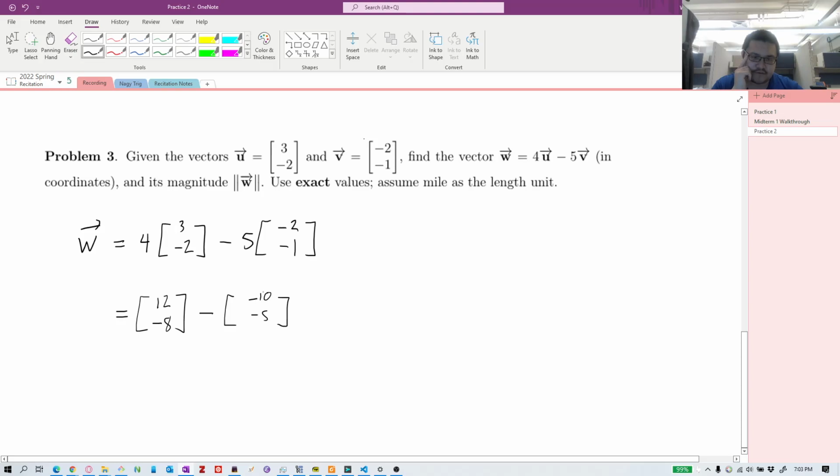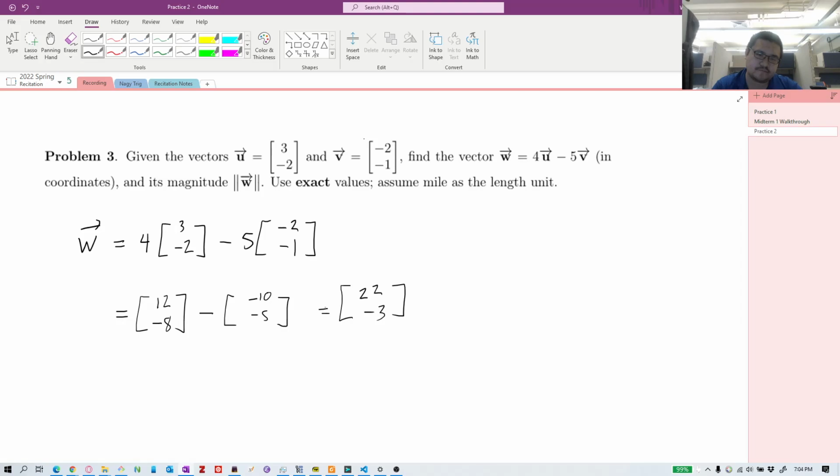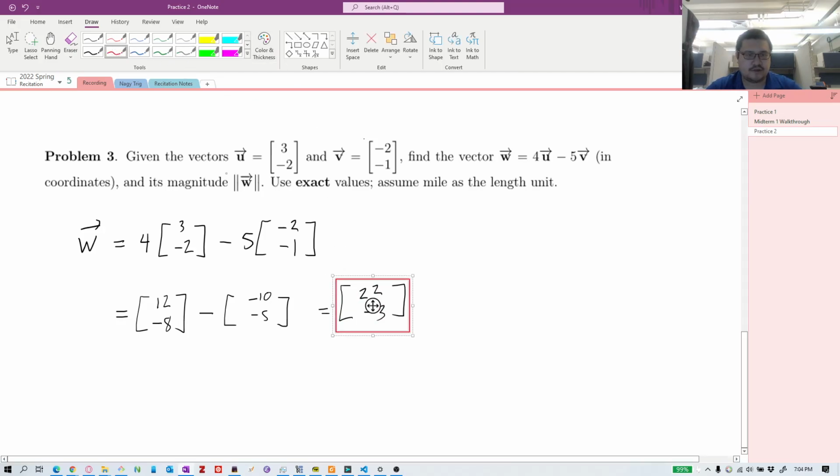Now we have this negative, so that's 12 plus 10, which is going to be 22. And then -8 plus 5 should be -3. Yeah, so that should be right. -8 plus 5, yep. 12 plus 10. I'm pretty sure I didn't do anything wrong. Yep, that looks good to me. Okay, so that is the first part of this problem.